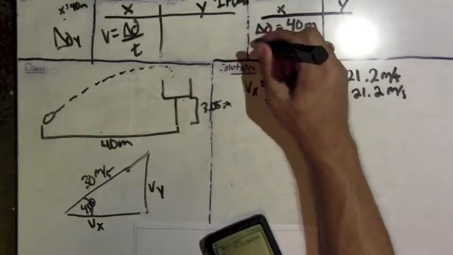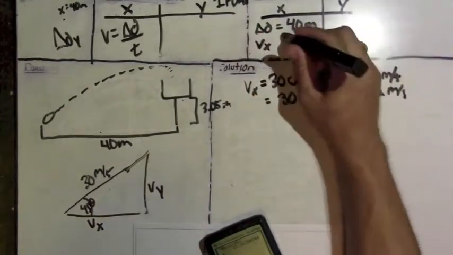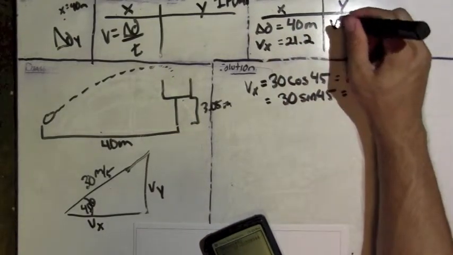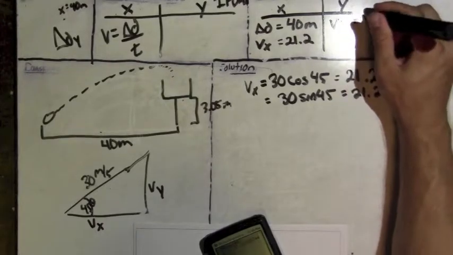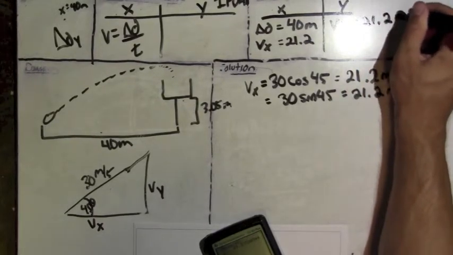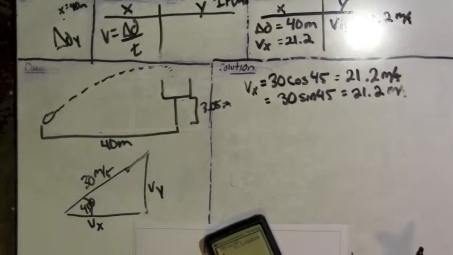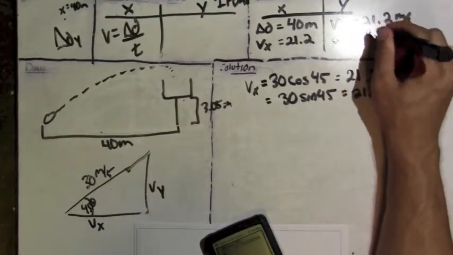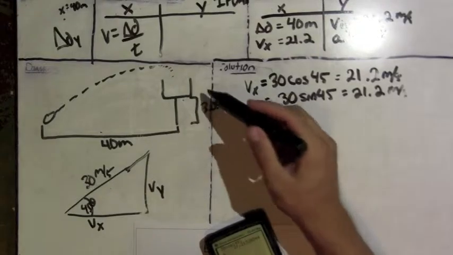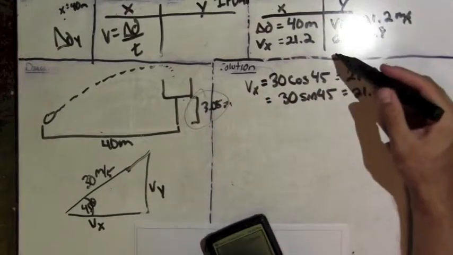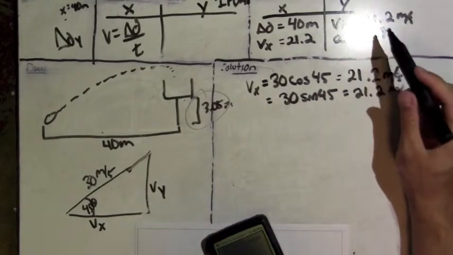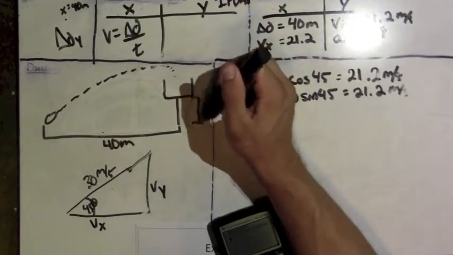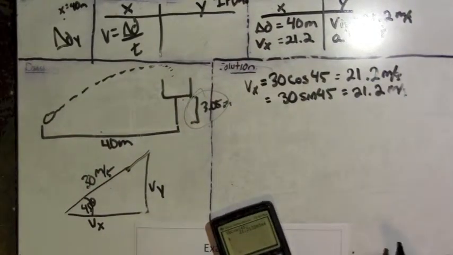So I have the velocity in the x direction as 21.2, and I have the velocity in the y direction, the initial velocity, as 21.2 as well. In addition to that, we have the acceleration is negative 9.8. Now, a lot of people will want to take this 3.05 and say, oh, well, that's the distance in the y direction. No, that's not the case. Remember, we're looking at the football. We're trying to figure out the height of the football and then compare it to this 3.05 meters.